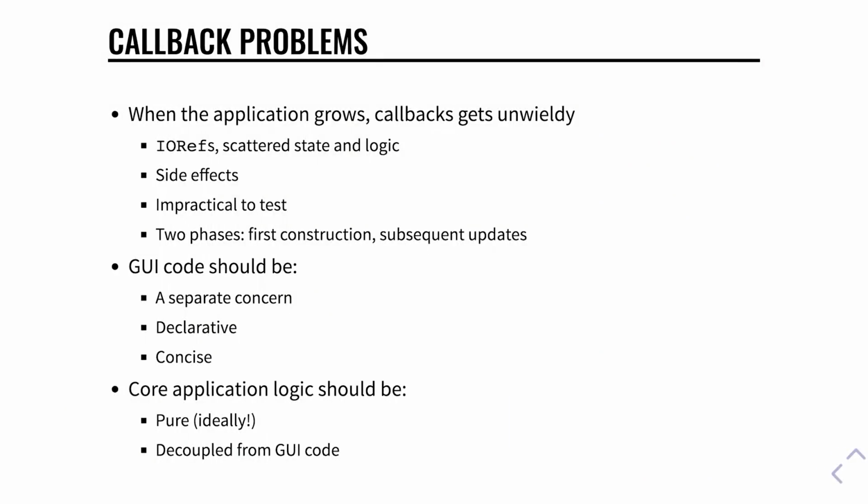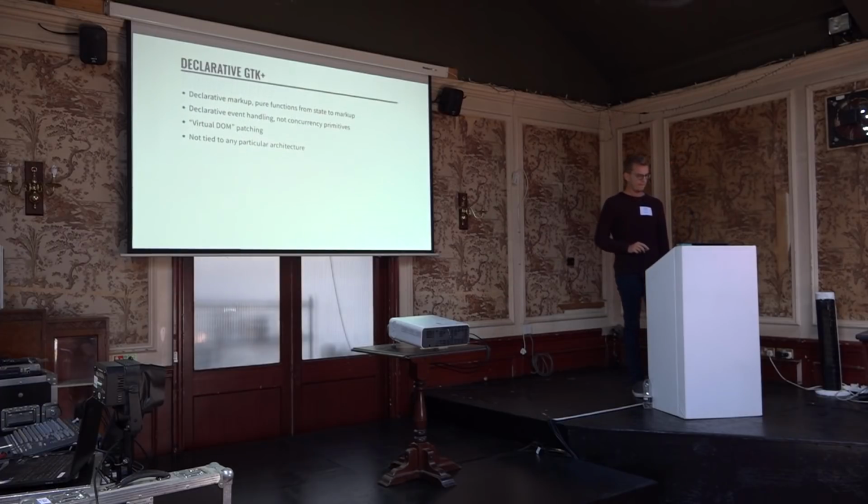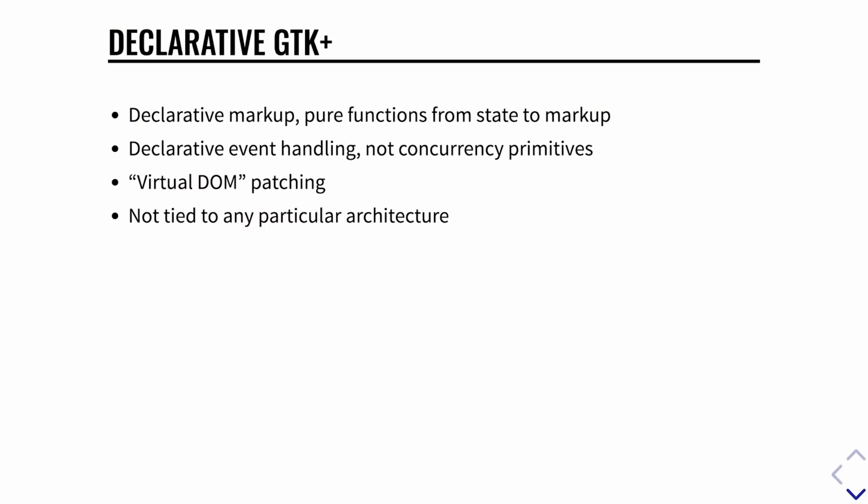Also, the core application code should be pure, if that is possible. I'd like to strive towards that. And conversely, decoupled from the GUI code. So let's go declarative instead. If we wanted to do declarative GTK, we might want to have declarative markup instead, where you have, say, a pure function from your state or your model to that markup data structure.